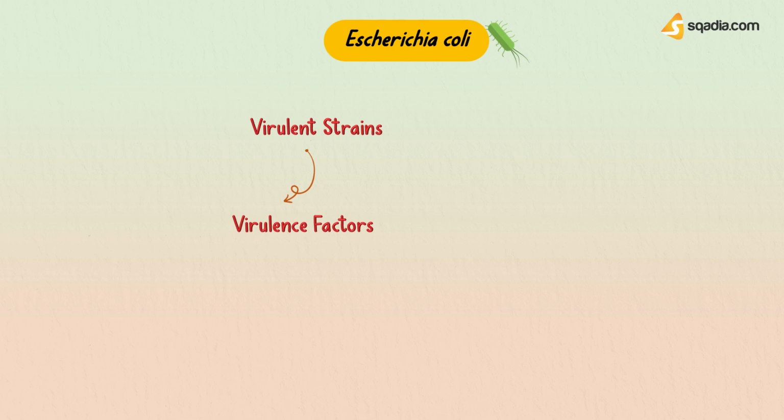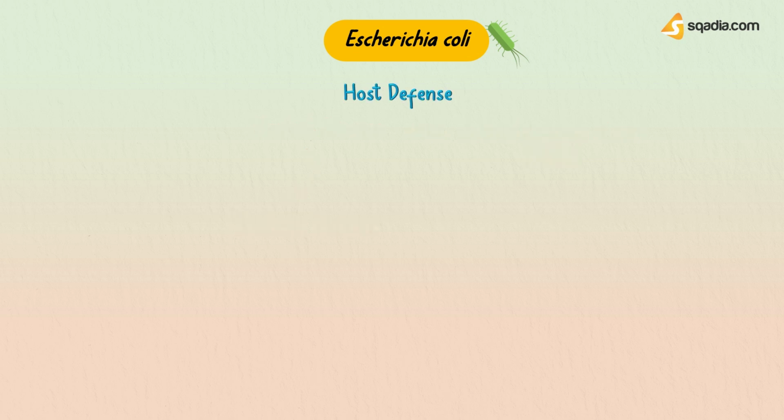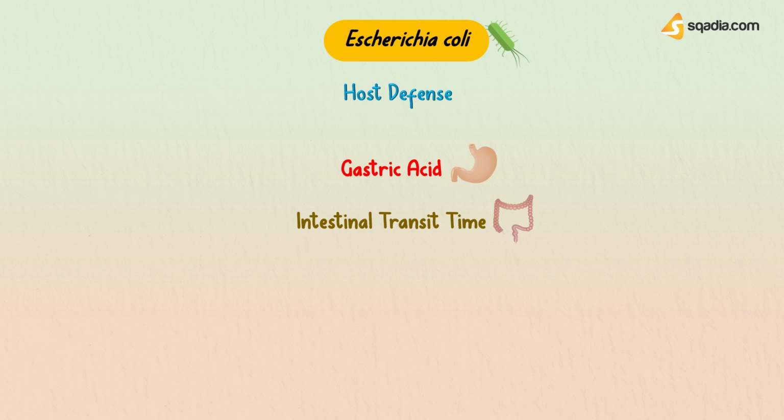Strains producing enterotoxins are enterotoxigenic E. coli, or ETEC. Here, gastric acid and intestinal transit time are important defenses against E. coli. Specific intestinal immunoglobulin A, or IgA, develops and appears to be protective.